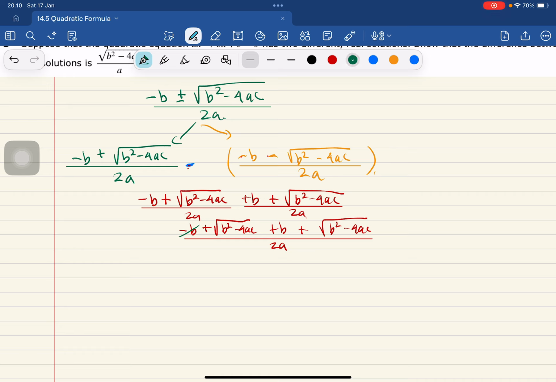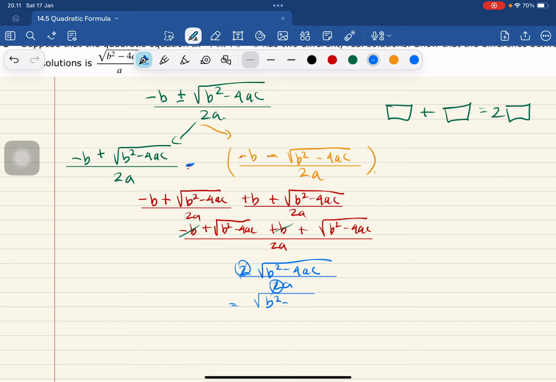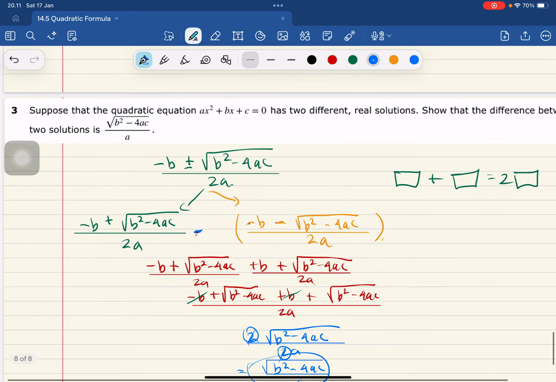Okay, look at it. Minus b plus b is going to disappear. So we got 2 square roots. Imagine like we have square plus square is going to be 2 squares. We got 2 square roots with the insides equal, so we can just write 2 square root of b squared minus 4ac, then we divide by 2a. We could simplify it, both of them we divide by 2, so the difference is going to be square root of b squared minus 4ac divided by a. So yeah, there it is. Thank you.